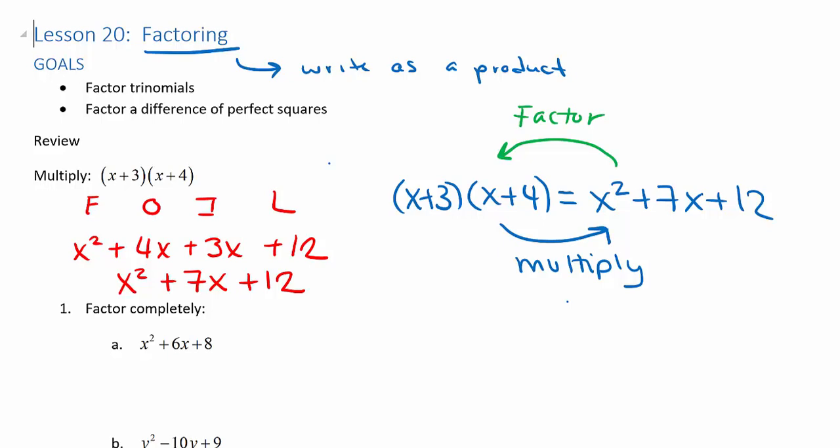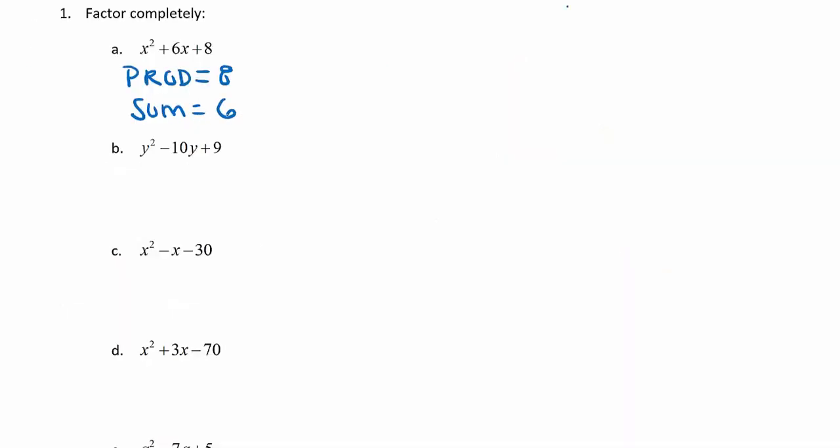So there's a couple of patterns that we're going to need to pay attention to. Notice that this last number, the 12, came from multiplying the 3 times the 4, and the 7 came from combining like terms, where we had to add a 3 and a 4. So basically, when we factor, we want to find two numbers that give us a product of that last number, but a sum of the middle number. So let's do some examples.